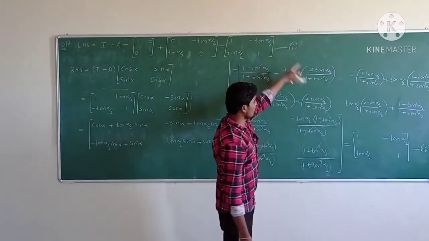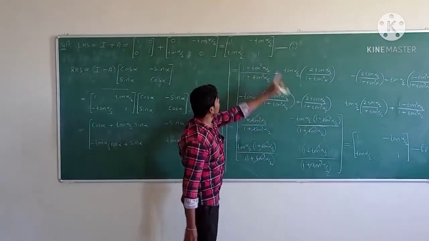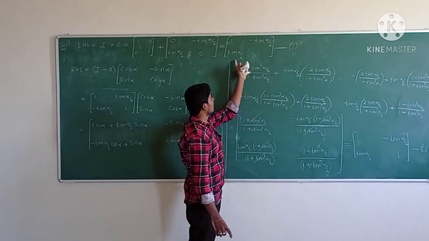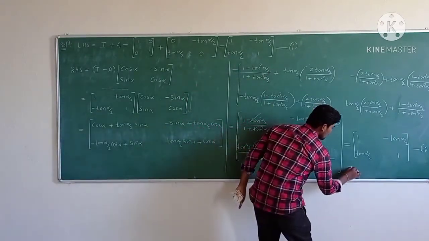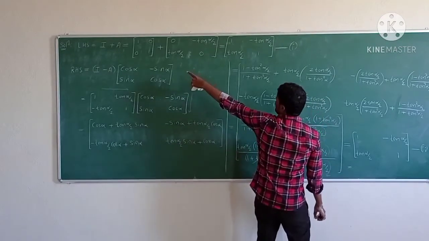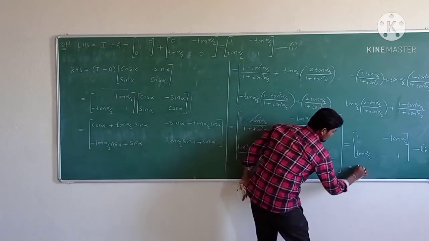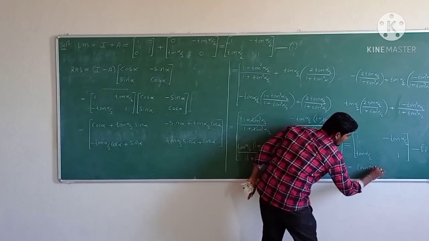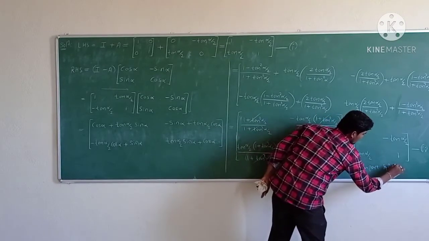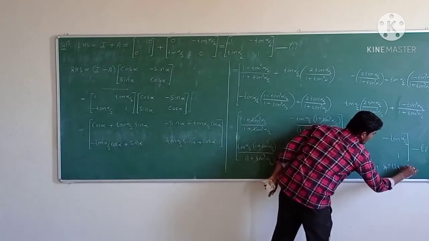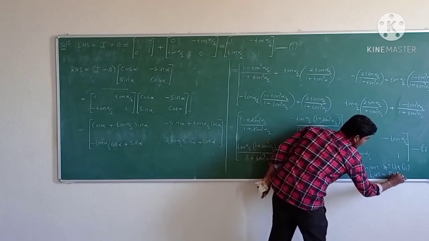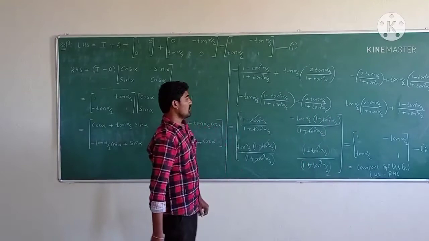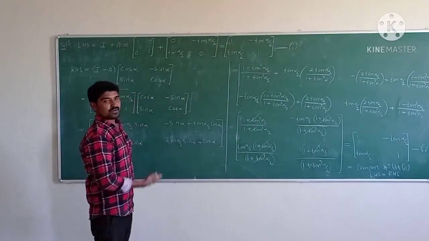Now compare equation 1 and 2. Same: 1, minus tan alpha by 2, minus tan alpha by 2, tan alpha by 2, tan alpha by 2, and 1. And this is equal to what? RHS. That is, LHS is equal to RHS. Compare equation 1 and equation 2. LHS is equal to RHS. I hope all of you understood. If possible, take a look.